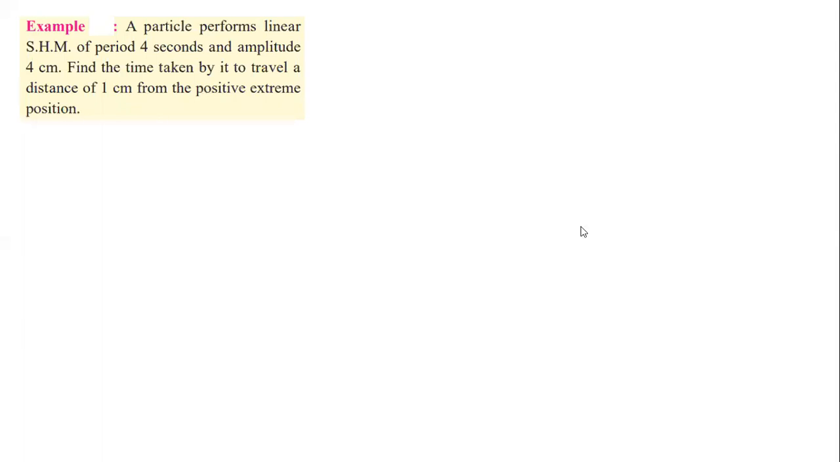It is a problem from the exercise, a problem from the textbook. A particle performs linear SHM of period 4 seconds, so this is the period, and amplitude 4 centimeter. Find the time taken by it to travel a distance of 1 centimeter from the positive extreme position. So listen, you have to find out the time to travel a distance of 1 centimeter from the positive extreme.